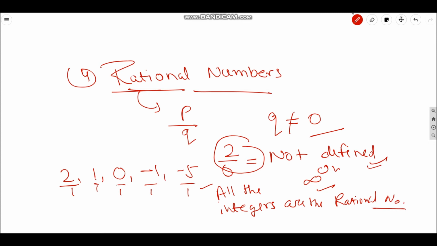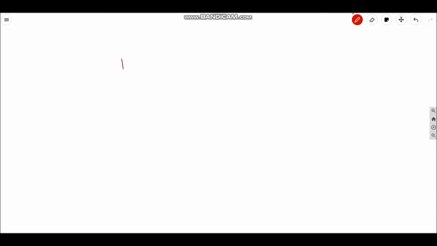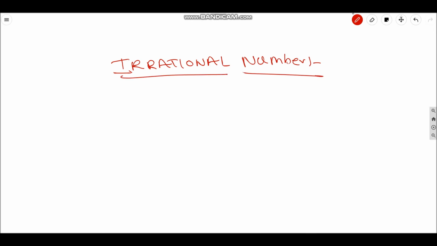Now I hope it makes sense to you. Now coming to the next one, the irrational numbers. So what is an irrational number? Irrational numbers are the numbers which are not rational. Let me explain with an example. Suppose a number like 0.4132 and so on up to infinity.